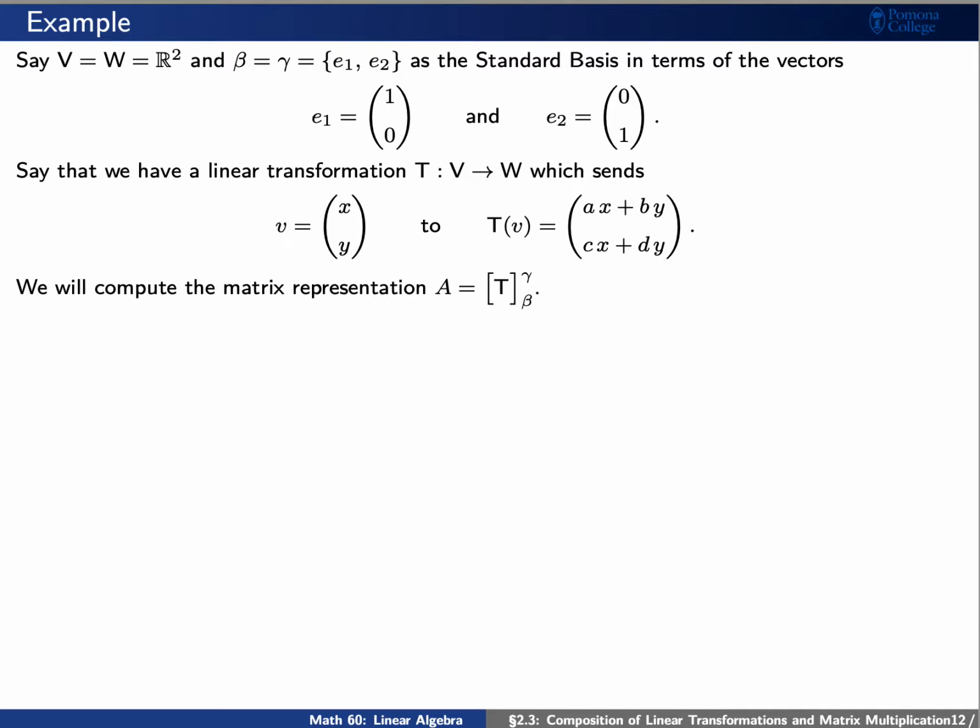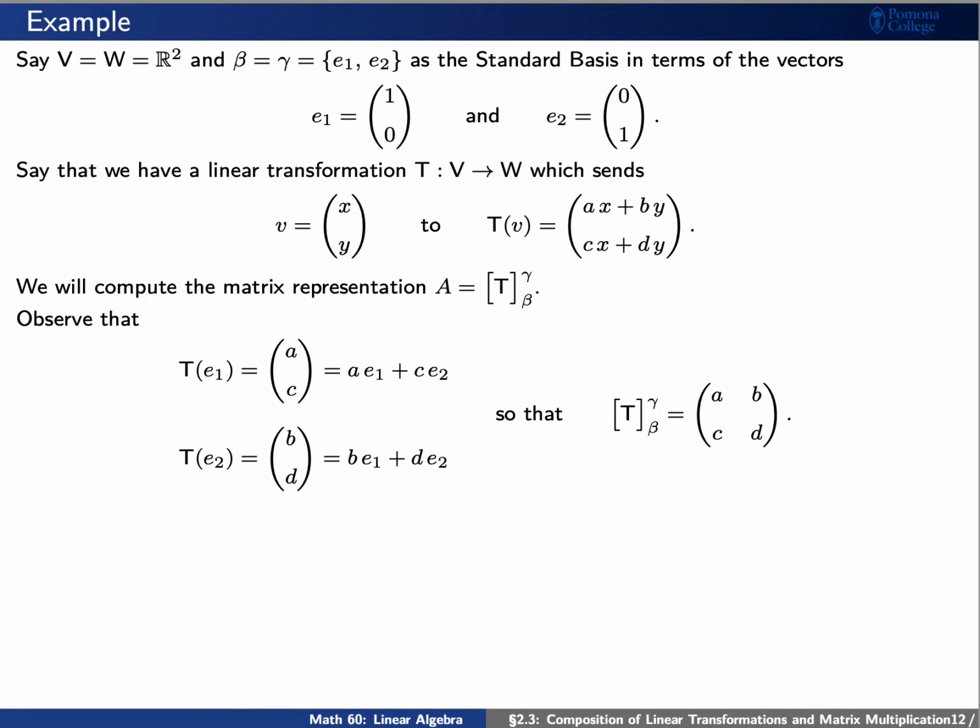We'll compute the matrix representation from the basis beta to the basis gamma. First, observe that we can look at the images of our basis elements e1 and e2. Then we can express these as linear combinations of the same basis elements e1 and e2. By looking at the scalars we have here, namely a, b, c, and d, we can write down our matrix representation.